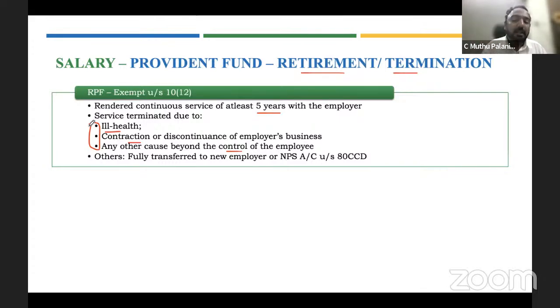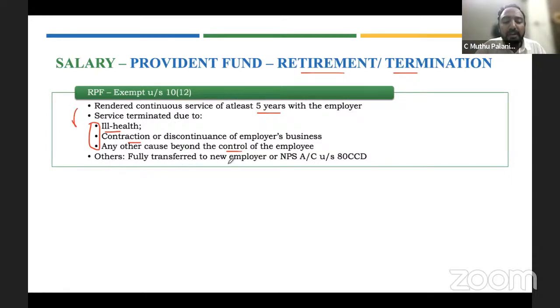So that is ill health. If the employer's business is going down, and he is closing down his business, is it my problem? No. Because of his discontinuation, he is dropping me, he is stopping me. In the same way, it could be any other reason also. So if it is not under the control of the employee, that is ill health, contraction or discontinuation, and any other cause beyond control. So for these 3 reasons, basically where the service is terminated, that is also eligible.